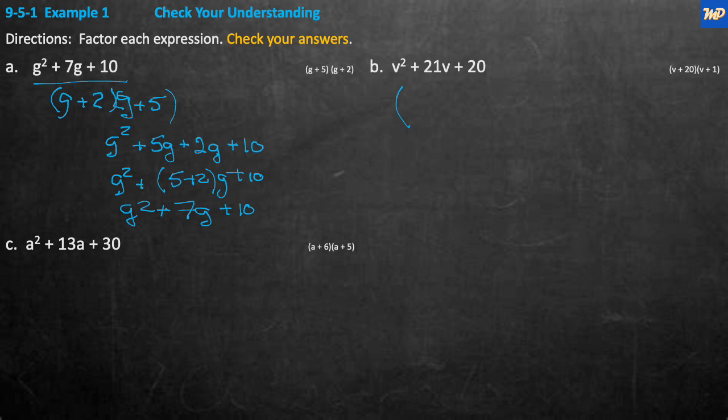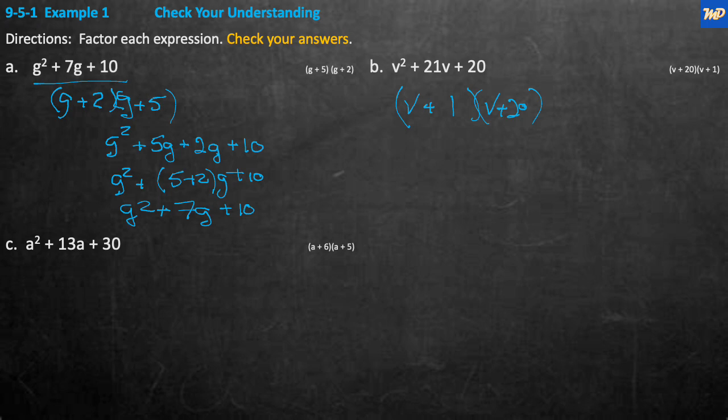Okay, let's do B. Same thing. I'm going to put a paren and a paren, and I'm going to put the v's right here. And I'm looking for factors now of 20 that will give us 21. Well, that's pretty straightforward, isn't it? We know we're dealing with pluses because that's all we have in our trinomial. So 20 times 1. We're going to put a 1 here, and I'm going to put a 20 here. Done.